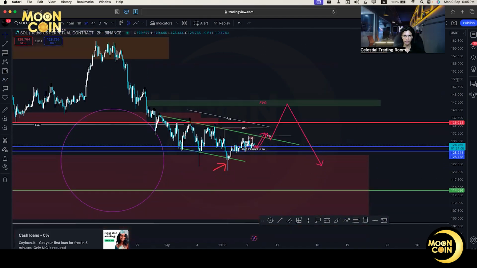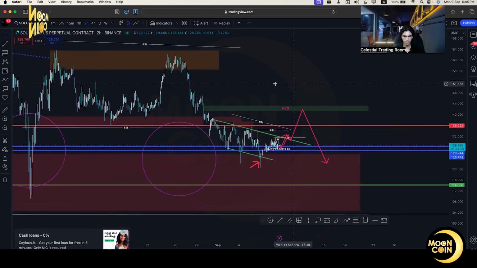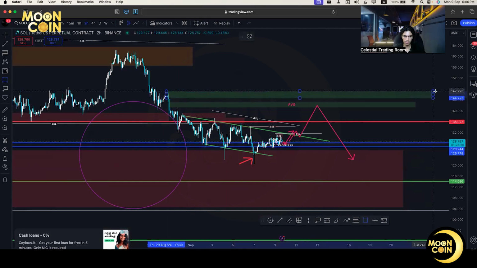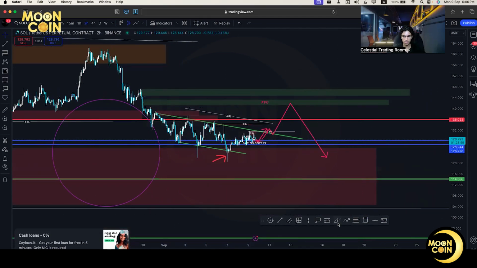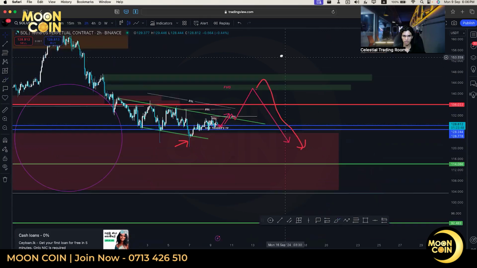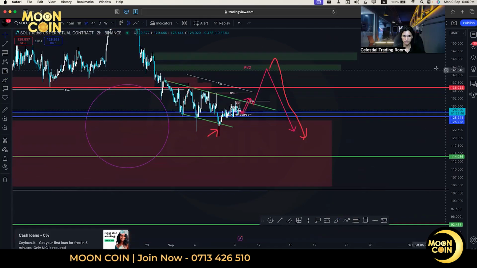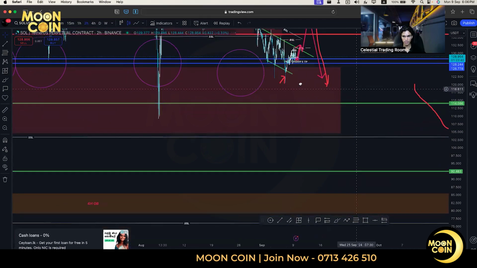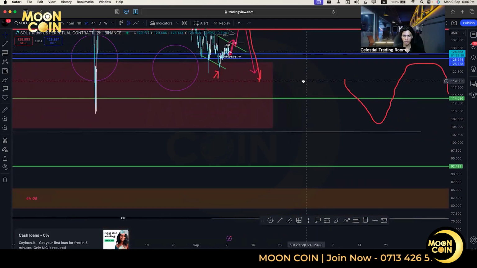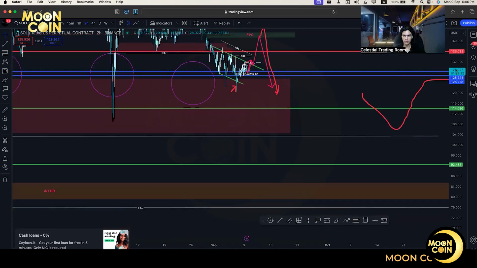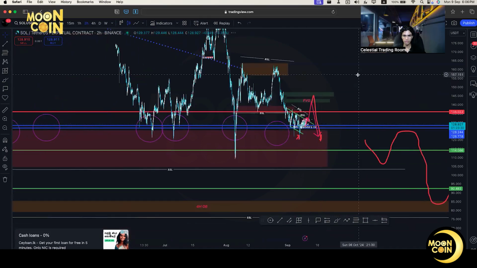Okay, and we have a very big POI, whether it could mitigate this as well and also come down. Okay, and after the breakout of this, we may have, or maybe we may not have any consolidation, or directly we have a dump. Anything could be expected. So let's go to ETH.